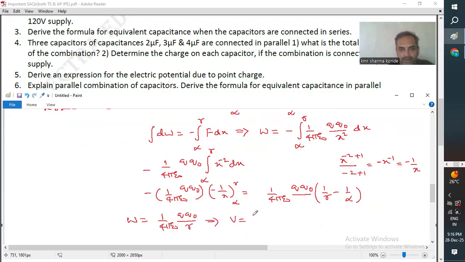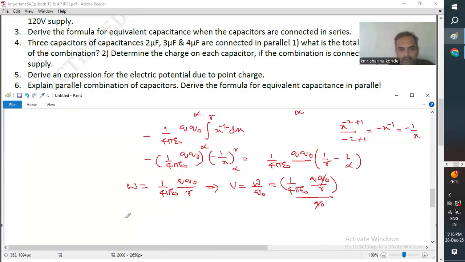From the definition of potential, work done in moving a unit positive charge from infinity to a given point is called potential. Work done is 1 by 4 pi epsilon naught q q naught by r, the whole divided by q naught, so q naught gets cancelled. So V equals 1 by 4 pi epsilon naught q by r. So this is the equation for the potential due to a charge at a given point.